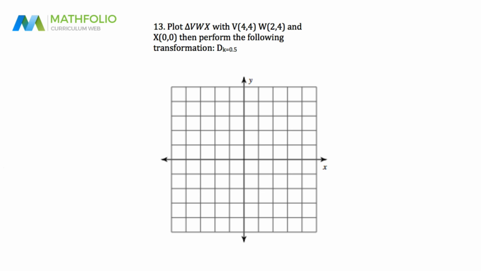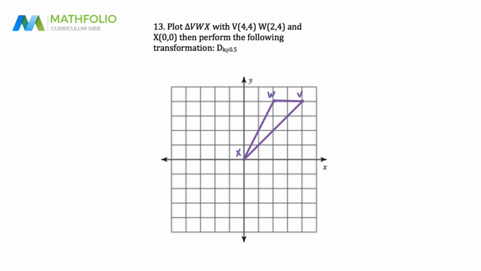Okay, 13. This looks like another transformation problem. So in this case, we've got VWX. V is at 4, 4. W is at 2, 4. And X is at 0, 0. It does say it's a triangle, so we should join it up. And so we're getting this triangle here.